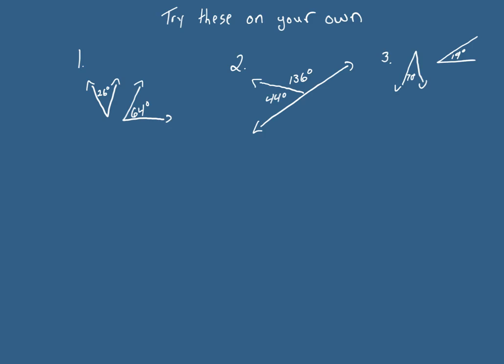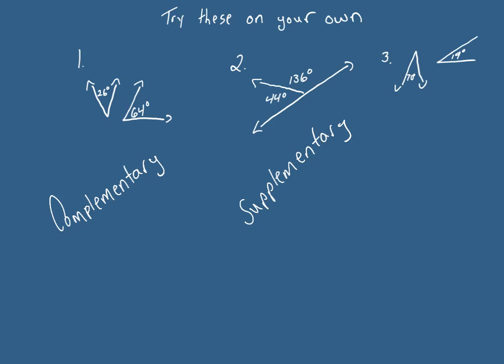Okay, number 1, you should get complementary because they add up to 90. Number 2, you should get supplementary because when you add them together, they add up to 180. And for number 3, you should get neither because they don't add up to either 90 or 180. Number 3 adds up to 89, which is close, but it needs to be exactly 90.